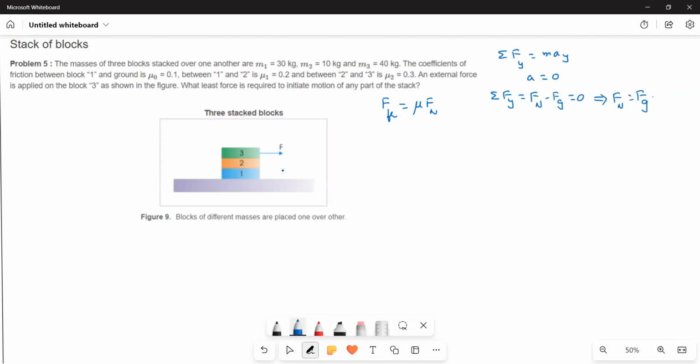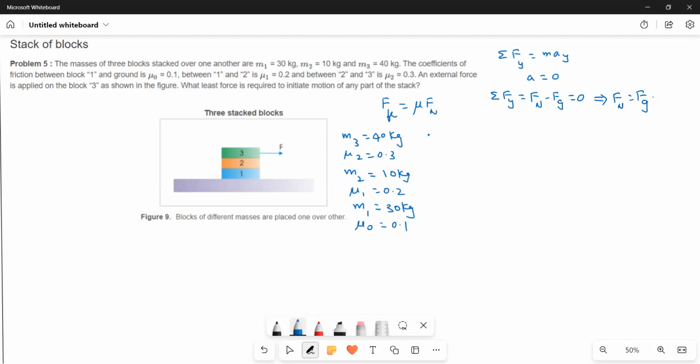Okay, now let us take the third block. I will write M3 = 40 kilograms, and mu 2 = 0.3, and then M2 = 10 kilograms, and mu 1 = 0.2, and then M1 = 30 kilograms, and mu 0 = 0.1. So F friction, I will write one by one.